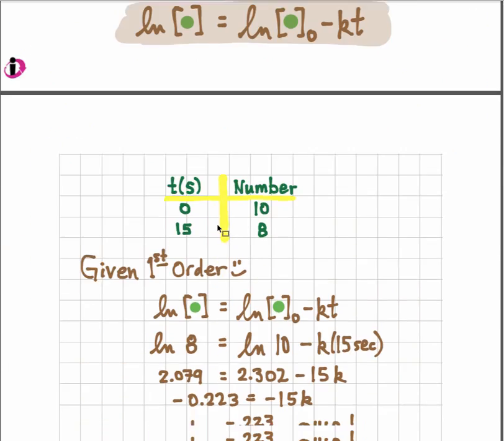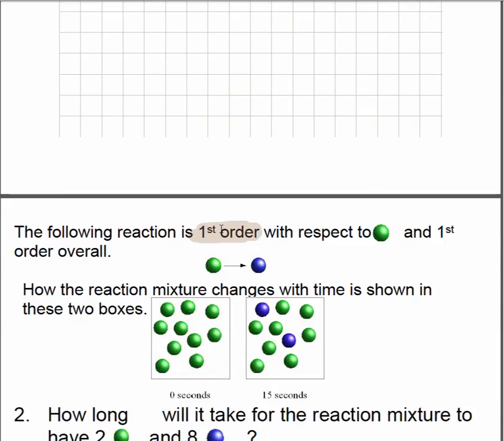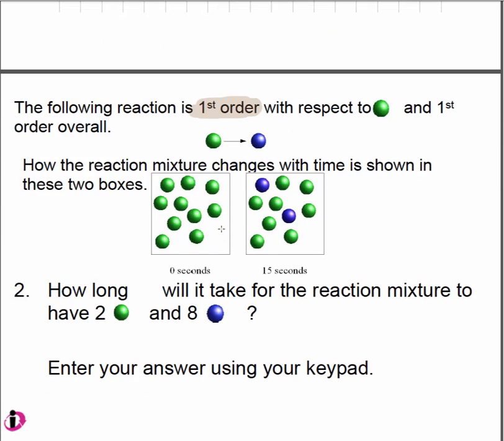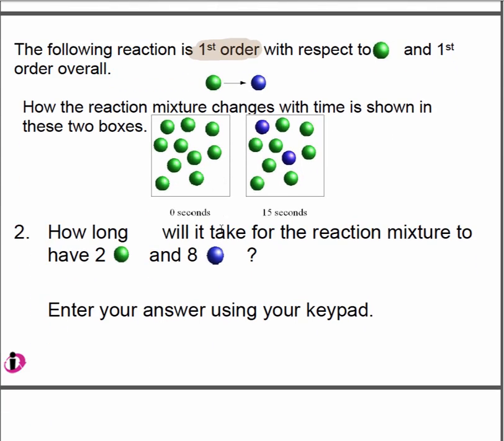Interesting. That's so weird. I have to try that again. Oh, actually, they're continuing with the same question. They say, how long would it take? How many seconds would it take? 15 seconds? No, longer than that. It takes 15 seconds to go from 10 spheres down to 8 spheres. How long would it take to go from 10 green spheres to 2 green spheres and 8 blue products?